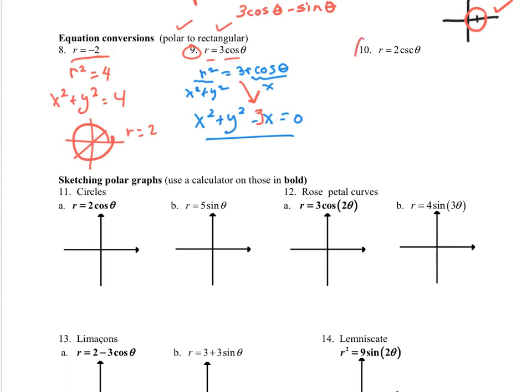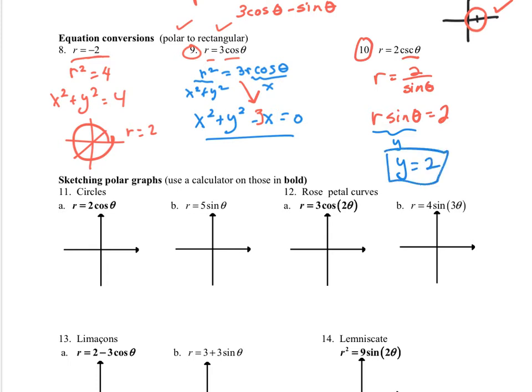So let's try number 10. Well, this one I could throw another r in, but let's try to monkey around with this a little bit. This is 1 over the sine, so r is equal to 2 over the sine of theta. So if I multiply both sides by sine of theta, I'm going to get r sine of theta is equal to 2. Oh, that's nice. So this is just my y, so y is equal to 2. Funny, we get this fancy schmancy thing, and all it is a horizontal line. So that's what we end up with. Okay, so there's some conversions for us.